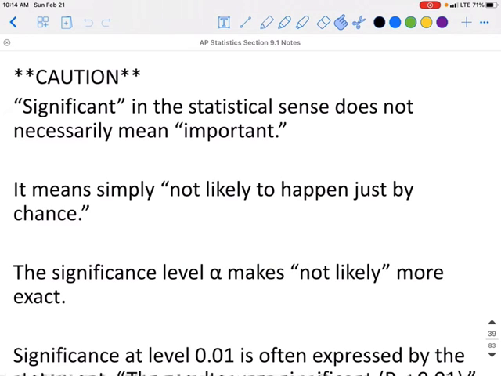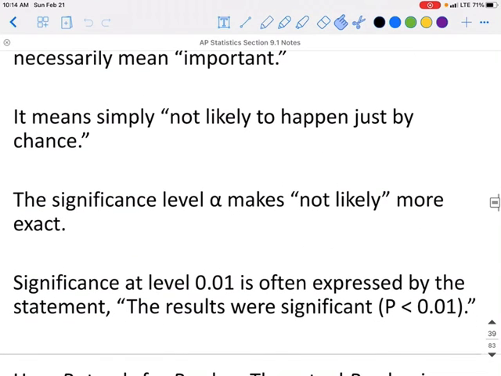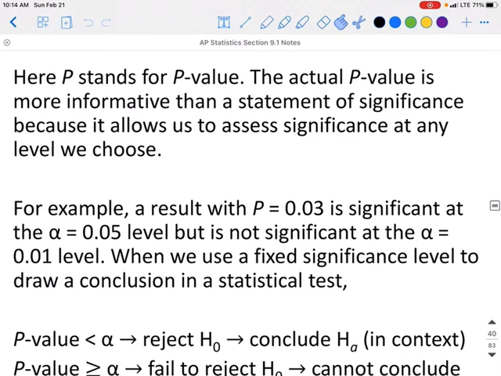You do need to be cautious. Significant in the statistical sense does not necessarily mean important. It simply means not likely to happen just by chance. The statistical significance level alpha makes "not likely" more exact. A significance level of 0.01 is often expressed by the statement, the results were significant with p being less than 0.01. Here, p stands for the p-value.